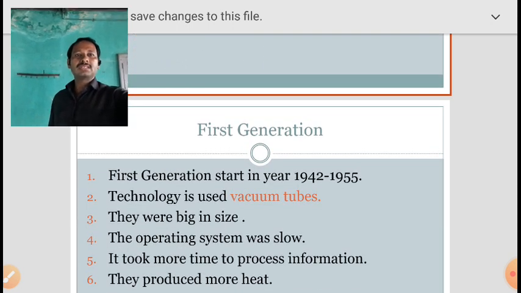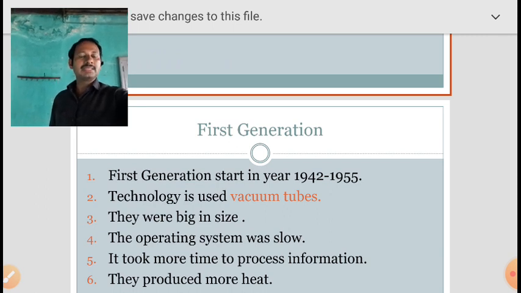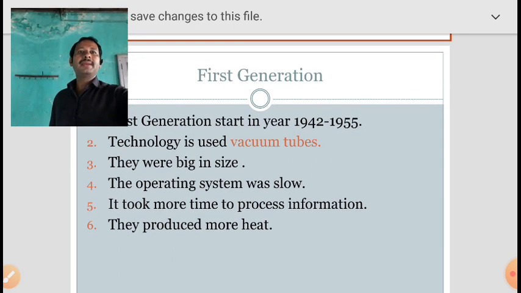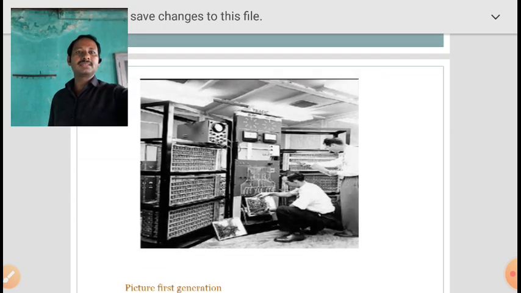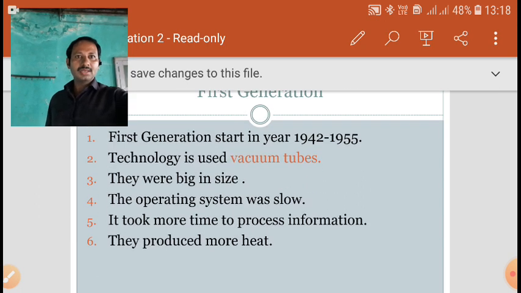The first generation started in the year 1942 to 1955. In these years, the first generation of computers was designed, and the technology used was the vacuum tube. They were big in size. So obviously you can see in this image that the first generation computer is very big.